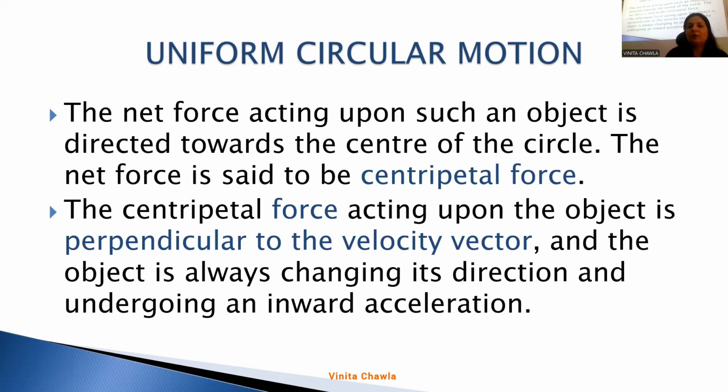Centripetal force acting upon the object is perpendicular to the velocity vector and the object is always changing its direction and undergoing an inward acceleration. So acceleration is inward, velocity is changing at every point, and we have seen that force is perpendicular to the velocity vector because F is equal to ma. Force is mass into acceleration. And if force is pointing towards the center, acceleration will also point towards the center. Force and acceleration have the same direction. So force is perpendicular to the velocity vector, or we can say acceleration is perpendicular to the velocity vector.